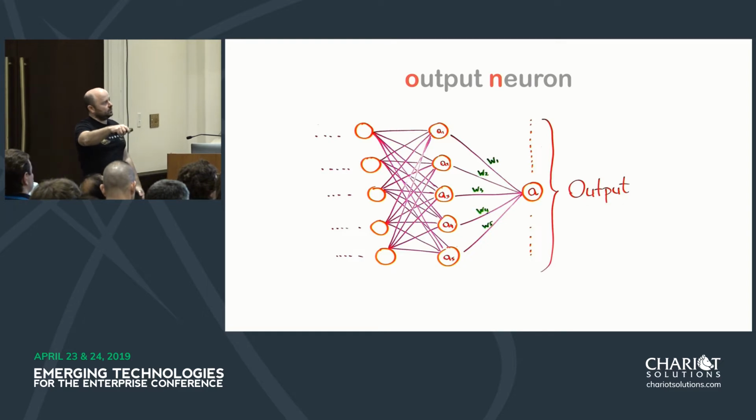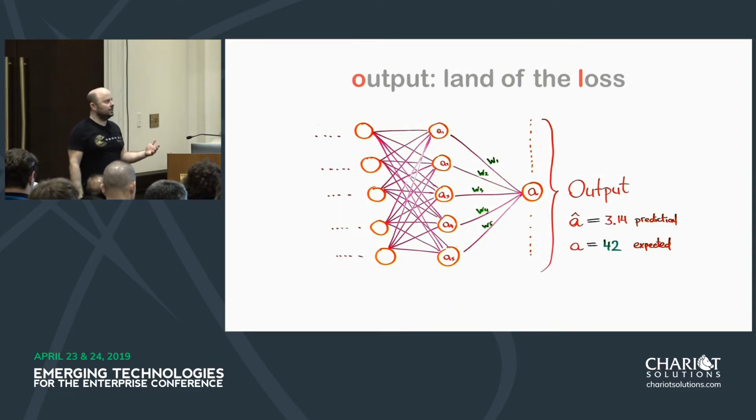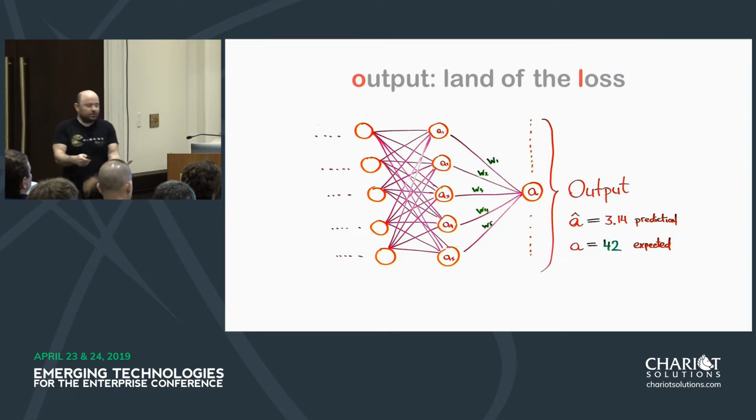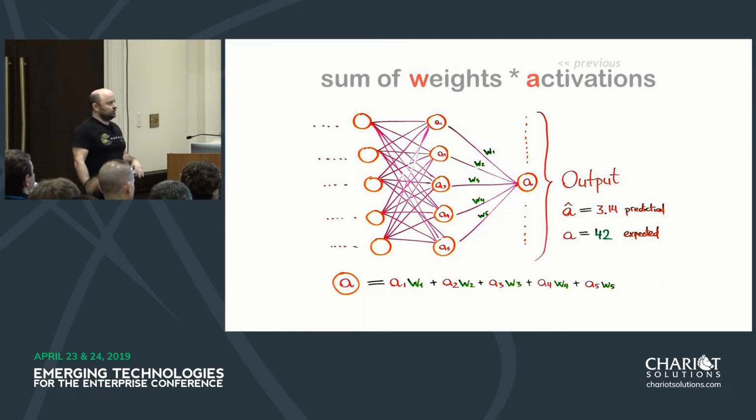And the output is the most interesting. The reason it's most interesting is because it's kind of the land of loss. This is where you take your output and say, okay, I expected 42. I wanted you to predict 42, but you gave me 3.14, not exactly 42. So what can we do? How can we make 3.14 move towards 42? Let's think about it. We know how A is computed, it's like this. So what can we change?